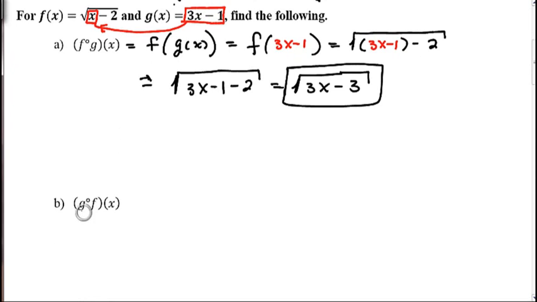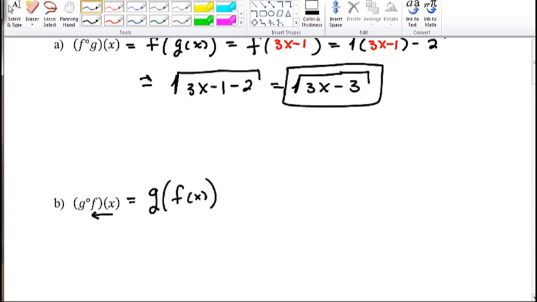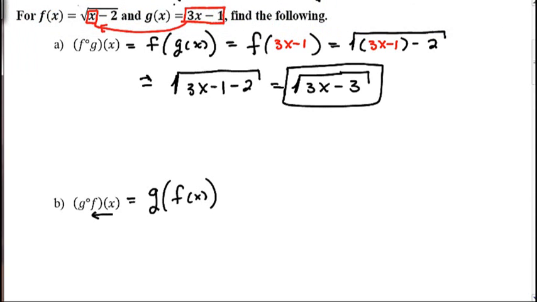In our next example, we're going to do g composed with f. So we're working backwards: we're going to take the function f and plug it into the function g. This time we're going to do it the other way around. We'll do this one in blue. The function f is this square root, and we're going to take that and plug it into this x in the function g.